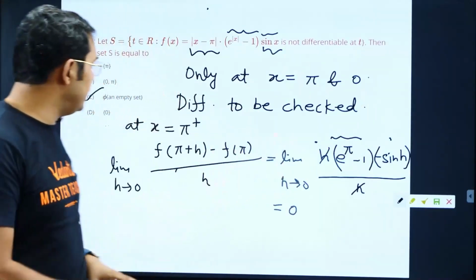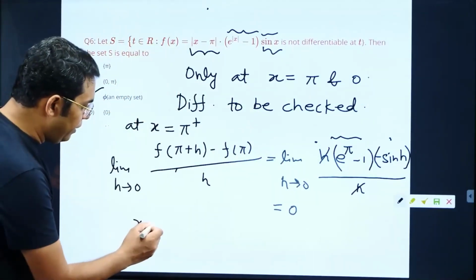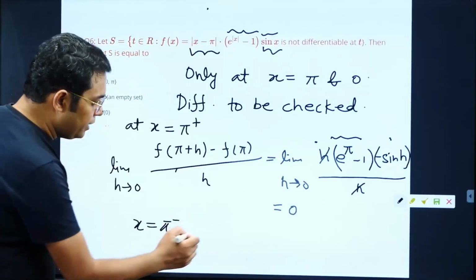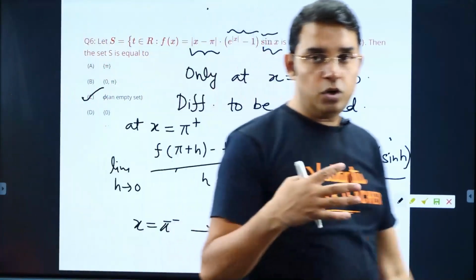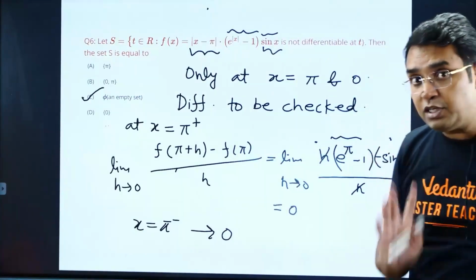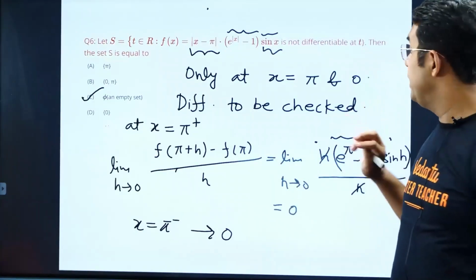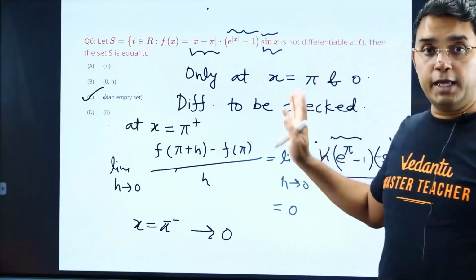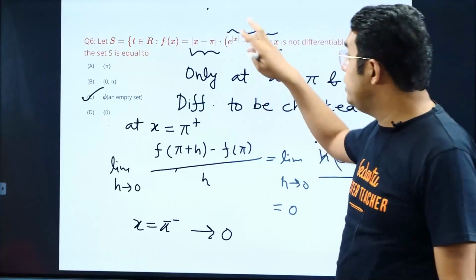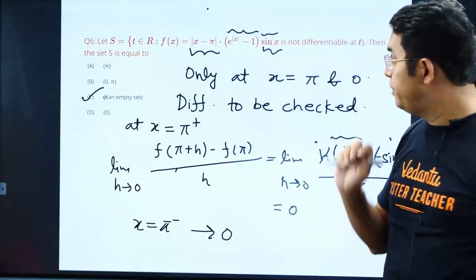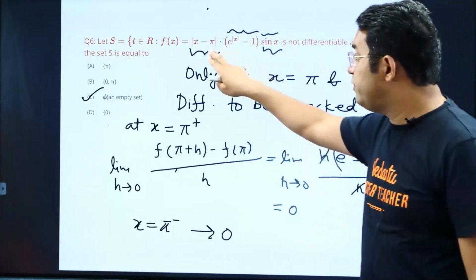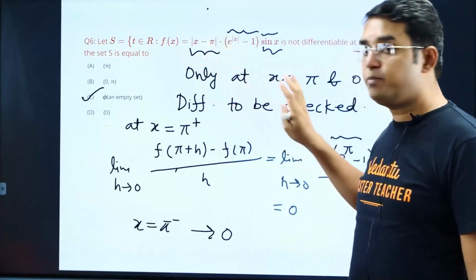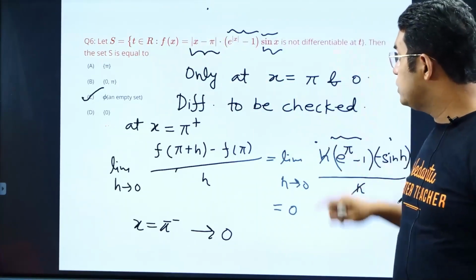And likewise you can check for x equal to pi minus also, I will not do it, that derivative will be 0. So both side derivatives are 0, and hence this function is differentiable at x equal to pi. If sin x was not there, then you can check this will be non-differentiable, because then at x equal to pi you are not having a repeated root, only one root because of this x minus pi.